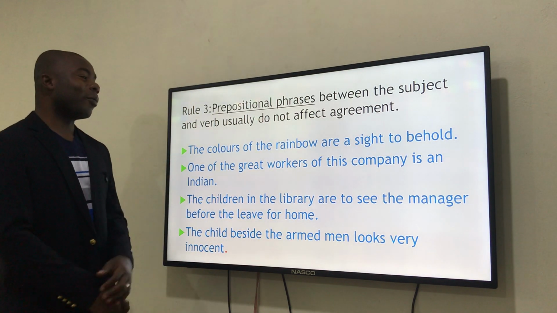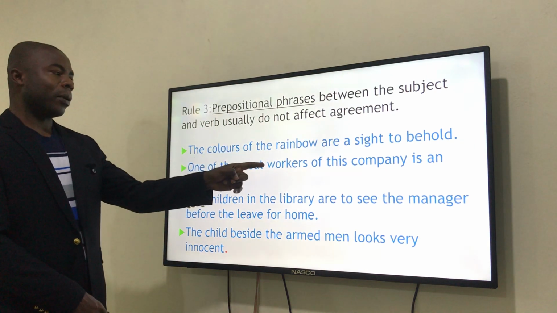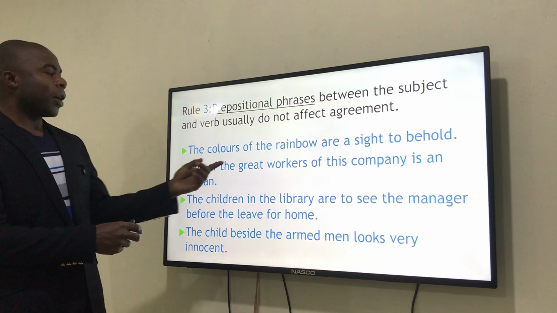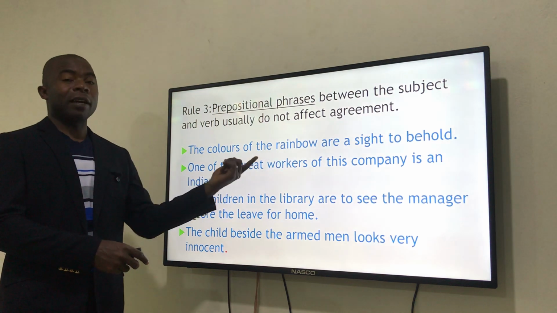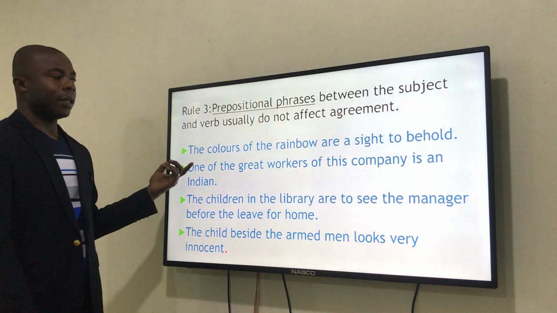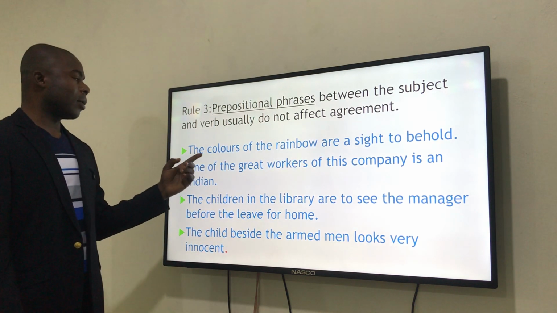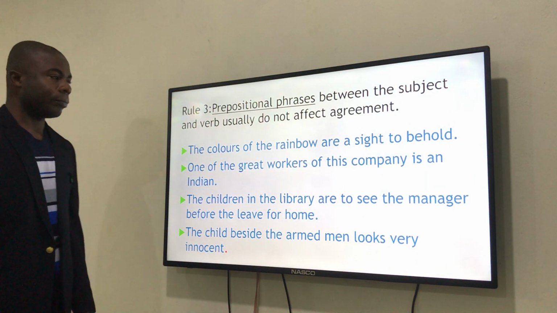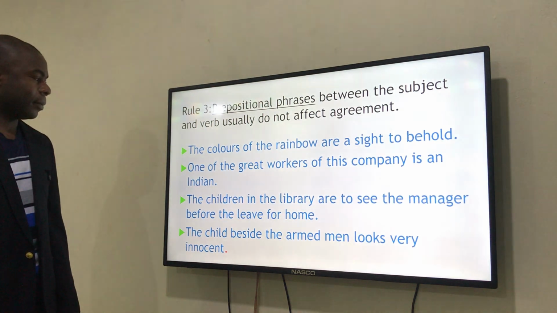So the colors of the rainbow are a sight to behold. Of the rainbow comes between the subject and the verb. Now, because it is "of the rainbow" and begins with "of," it is called a prepositional phrase. Forget about that. Identify the subject, colors, and then you see that the verb should agree with colors. So colors, plural, verb, are, plural. Makes it very simple, isn't it?